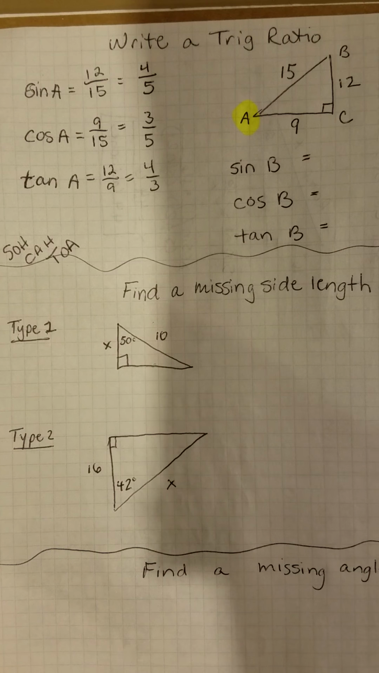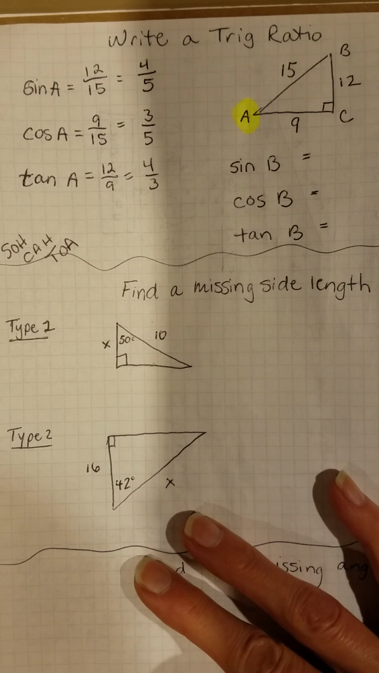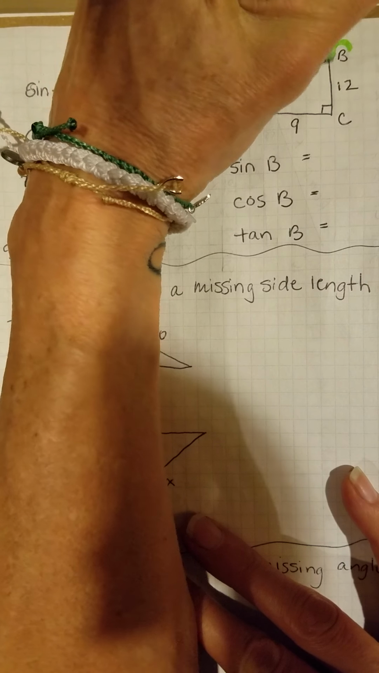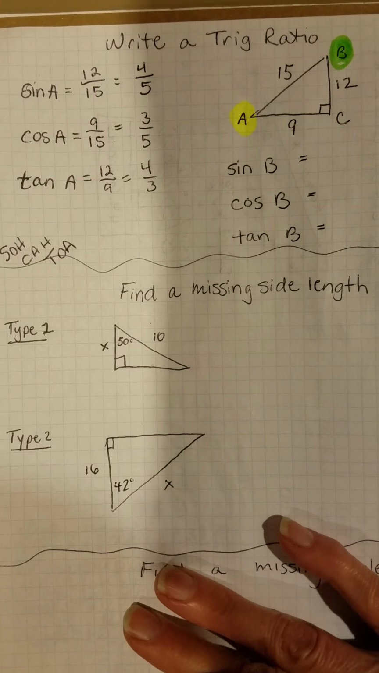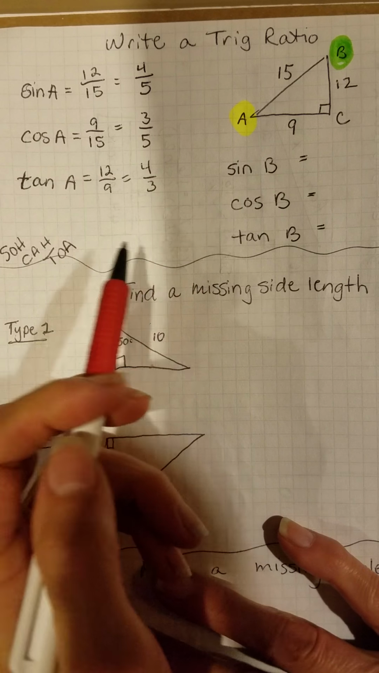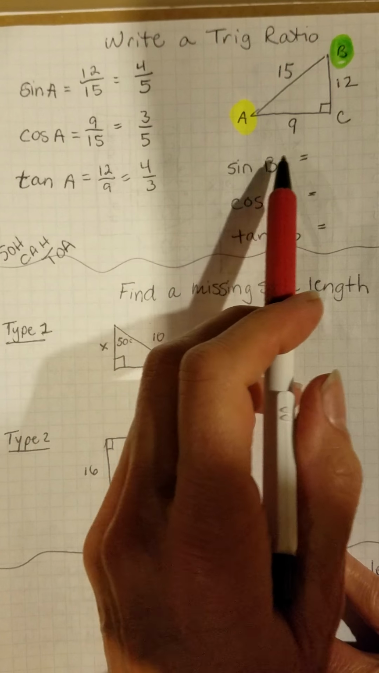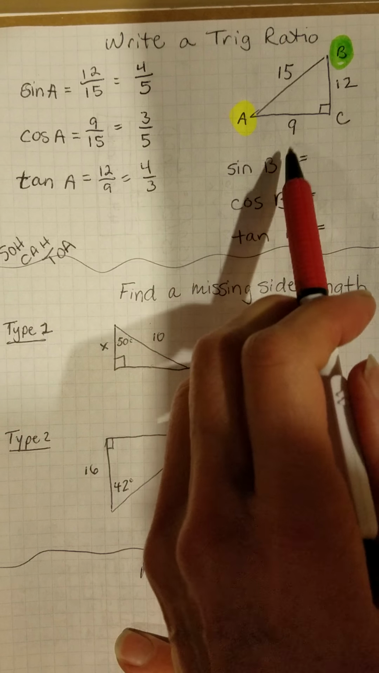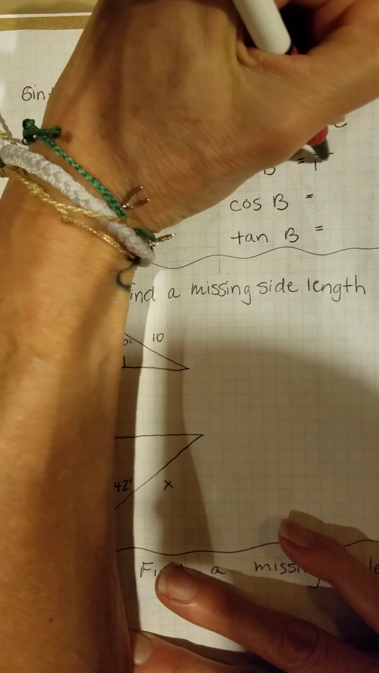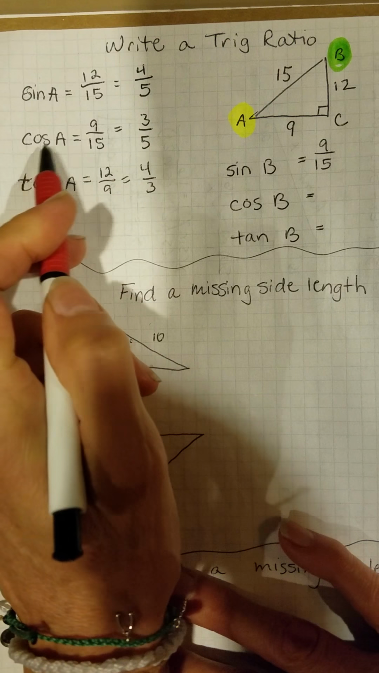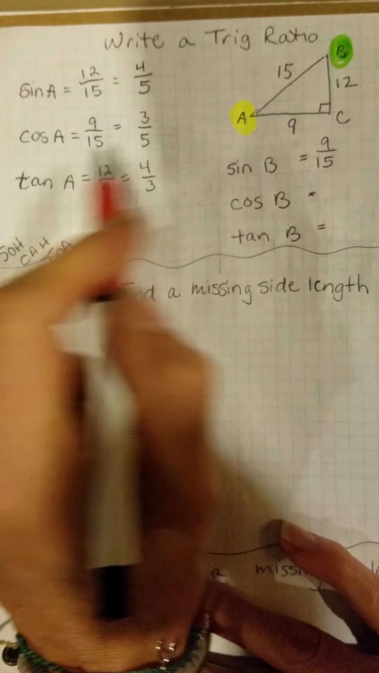Okay, so say I was asked to find the sine, cosine, and tangent ratios of angle B. I'm going to highlight angle B. That is my new reference angle, so my side lengths change. Sine is opposite over hypotenuse, so 9 over 15. Hey, we wrote that number already. We wrote that for cosine A. They're cofunctions.